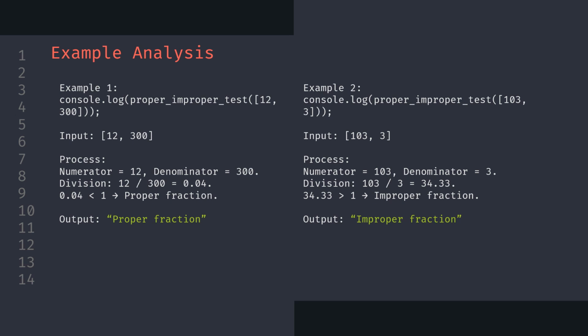Let's break down two examples. For 12 over 300, the division result is 0.04, which is less than 1. So, it is a proper fraction. For 403 divided by 3, the result is 34.33, which is greater than 1, making it an improper fraction. This illustrates how the program handles different cases effectively.